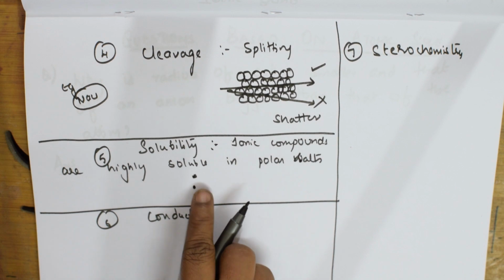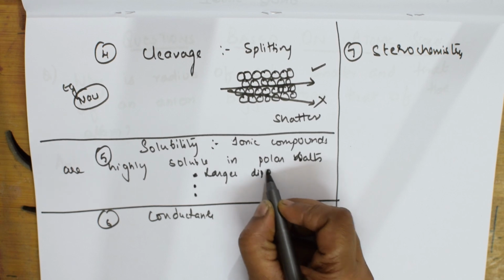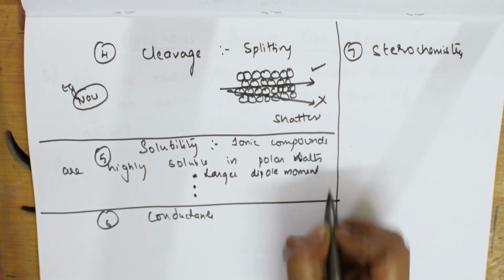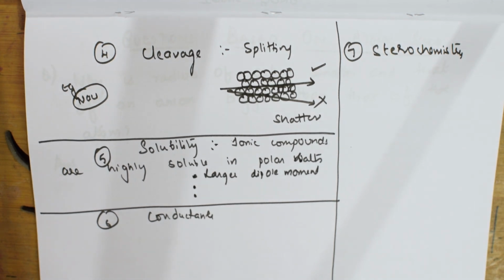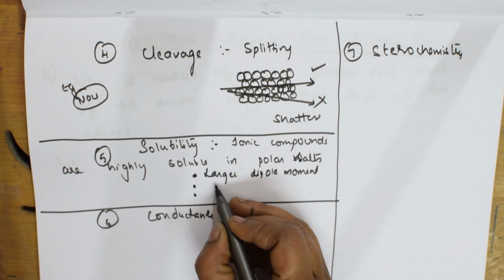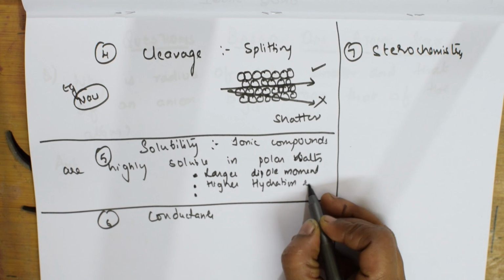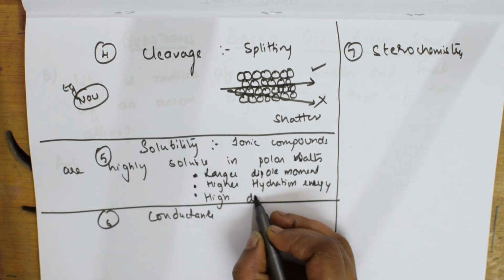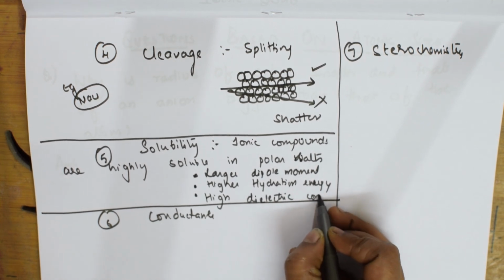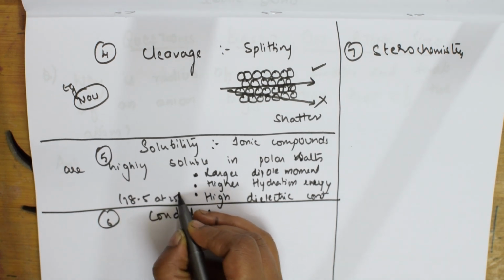The first important thing: water dissolves ionic crystals because of its larger dipole. That is one concept, and I'm again telling you, I have done a video on dipole moment, please watch that. Next, because of this large dipole, what becomes high? High hydration energy. The next concept is that it has a high dielectric constant. How much is it? It is 78.5 at 25 degrees.